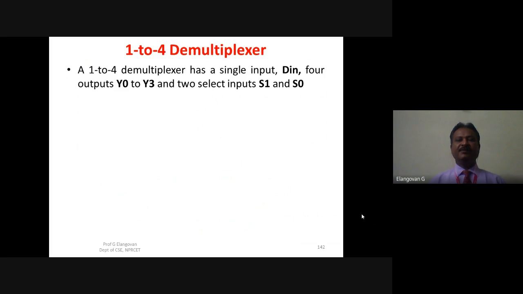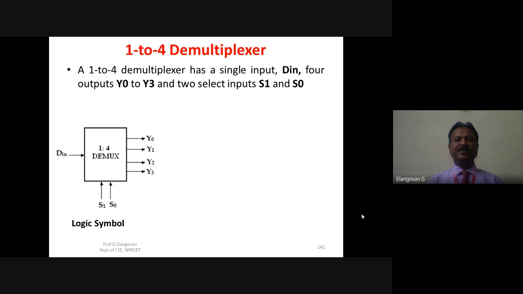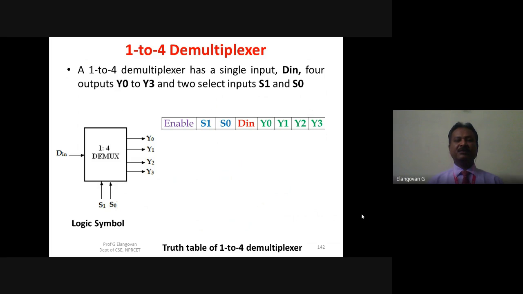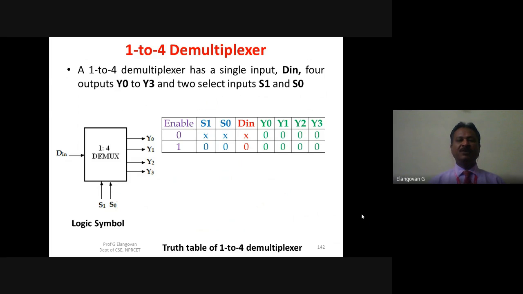Now we will see an example, the 1 to 4 demultiplexer, or 1:4 demultiplexer. Here you have one data input. To have a maximum of 4 outputs, we need 2 select or control signals. With the 2 select signals, any one of the outputs is going to be active. The truth table is given like this. If enable is 0, nothing is performed. If enable is active and both the select signals are 0, 0, what is given in D in is going to appear at Y0.